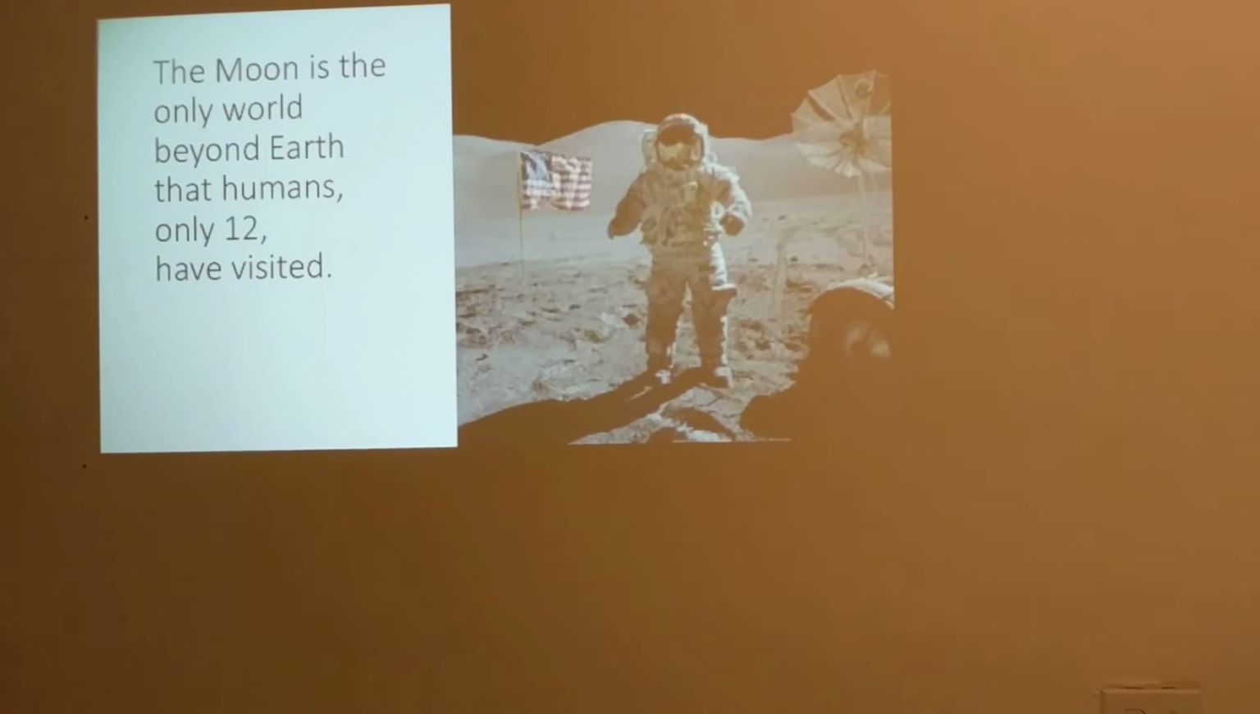So the moon is the only world beyond Earth, of course, to be visited by humans, and only 12 people have visited the moon. And one of the things that they found is the moon rocks, bringing back moon rocks. We're able to analyze those here on Earth, and so it's the only object in the solar system that we have the ability to bring back and analyze the rocks from. It's the only one that we've been able to do that so far. On Mars, we were able to go and study the rocks on the surface, but not bring them back.